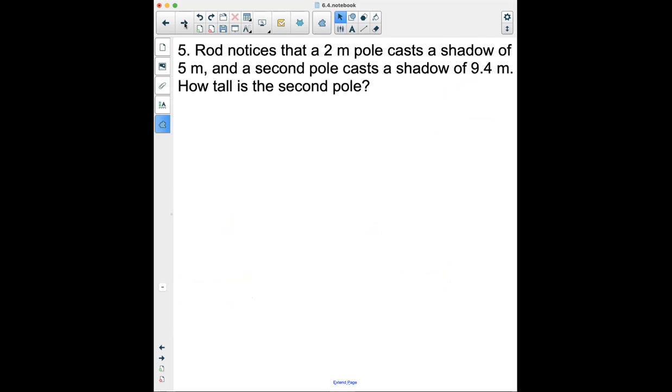All right, let's continue. Rod notices that a 2-meter pole will cast a shadow of 5 meters, and a second pole will cast a shadow of 9.4 meters. How tall is the second pole? So let's draw our two triangles. Here's one. My pole is 2 meters in height, and the shadow is 5 meters in length. For my second pole, a little bit bigger, the shadow is 9.4 meters.